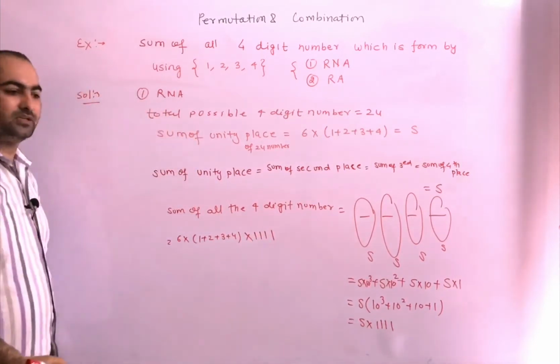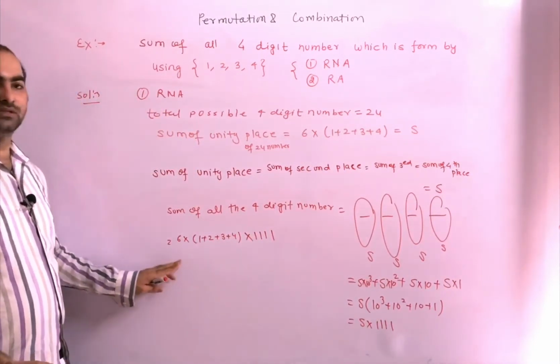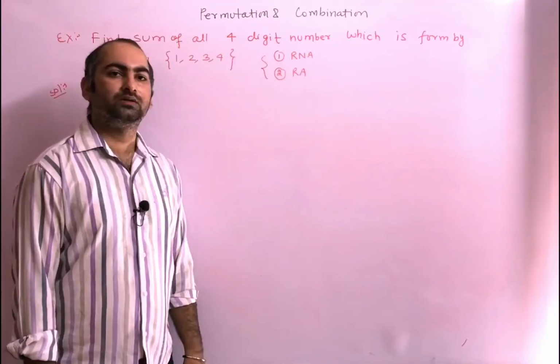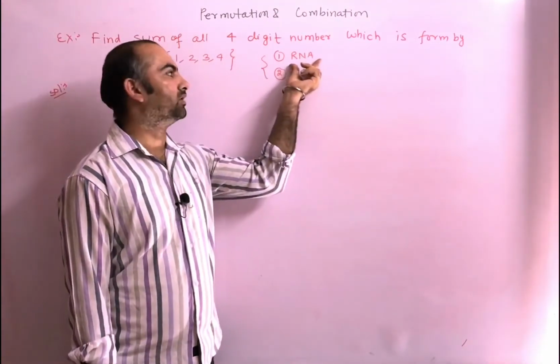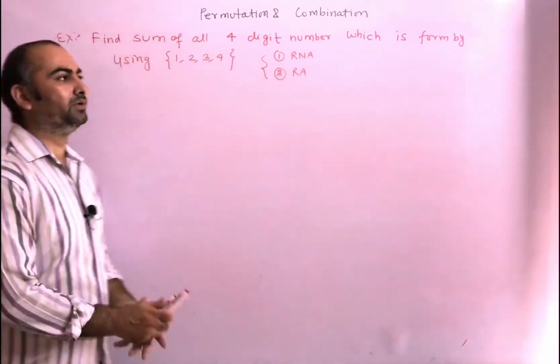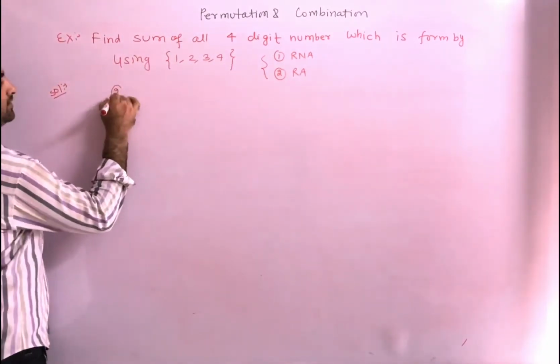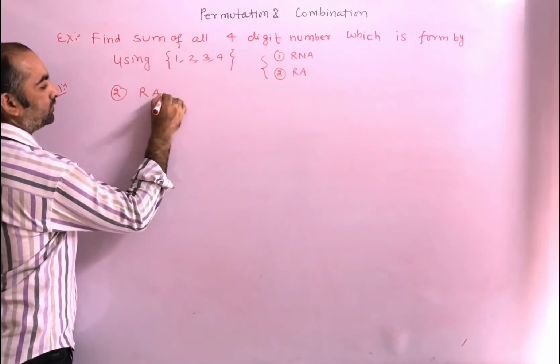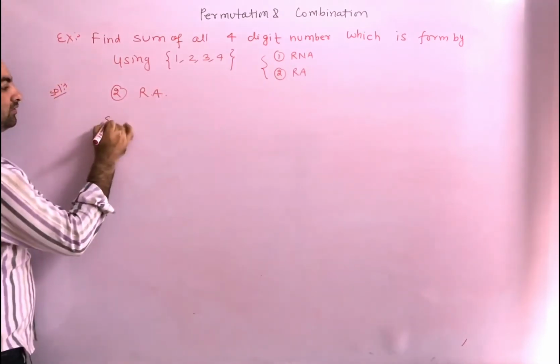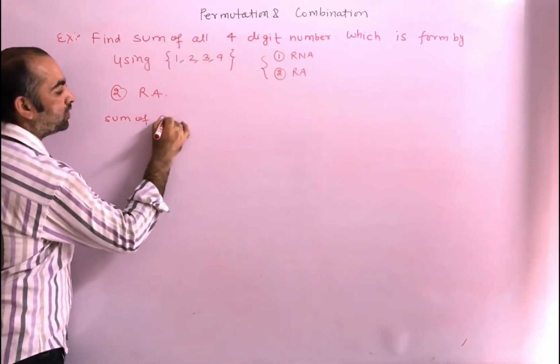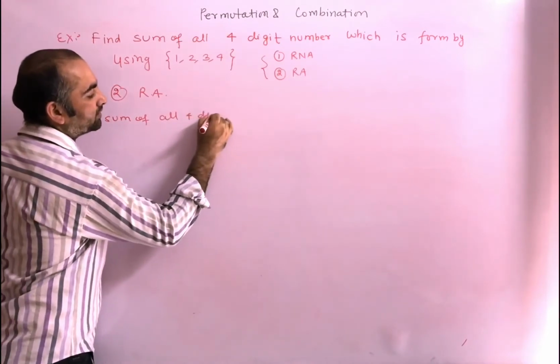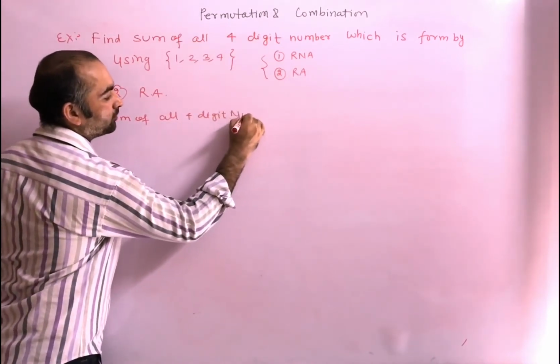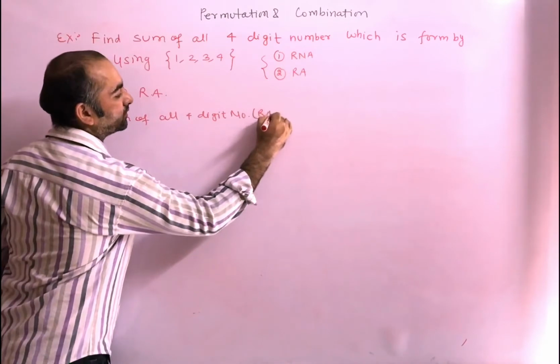Okay, so that is the summation of all the numbers where repetition is not allowed. So we have solved the first part, repetition is not allowed. Now we are solving repetition is allowed. So the second part is repetition is allowed. So we want the sum of all 4-digit numbers where repetition is allowed.